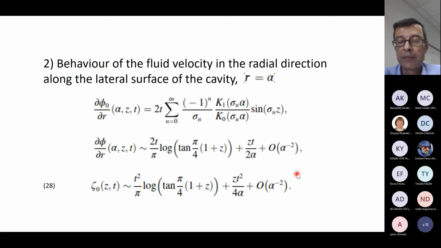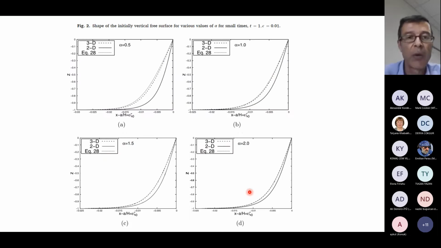And there are some other terms, but as alpha, which is the non-dimensional radius, approaches infinity, we obtain this logarithmic term. Now this is exactly the same as the one we obtained in the two-dimensional problem again. And this Z0 gives the shape of the vertical free surface. Okay, so next we will plot these results.